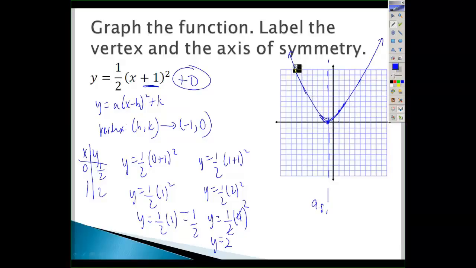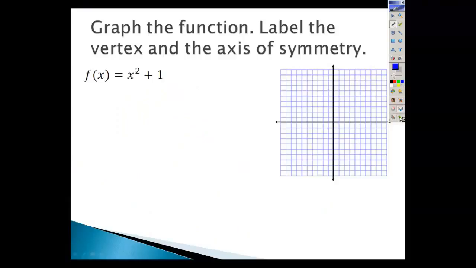Okay, and we now have to just label the minimum or the maximum. The vertex is here. We already labeled it. We know what it is. It's (-1, 0). It's going to be a minimum this time because it's the lowest point on the graph. No part of the graph ever goes below that. It's the lowest and the minimum point.